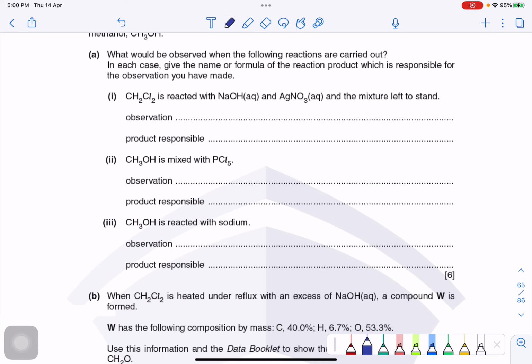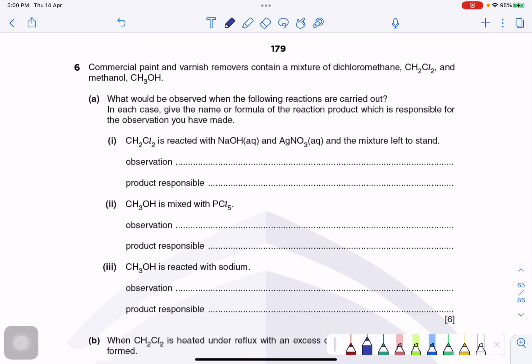ओके, विच वुड, वो क्या था, commercial paint and varnish removers contain a mixture of chloromethane and methanol.